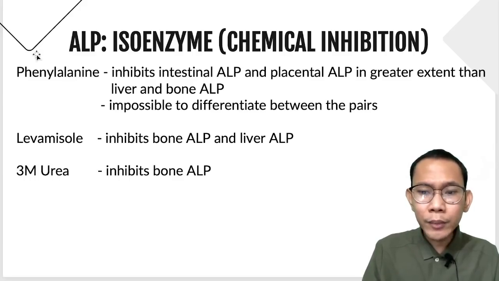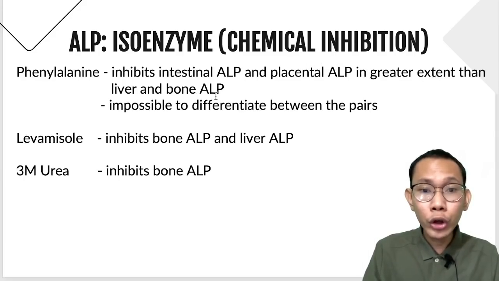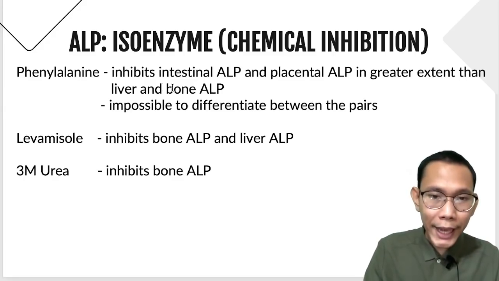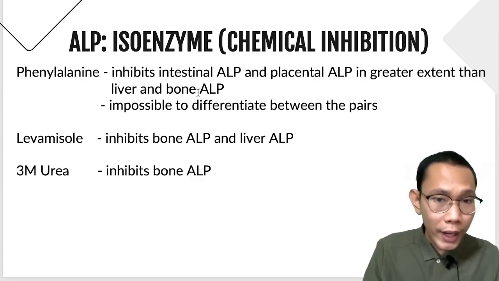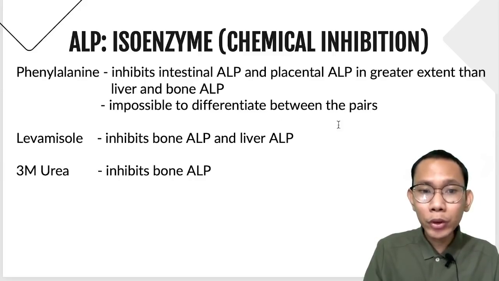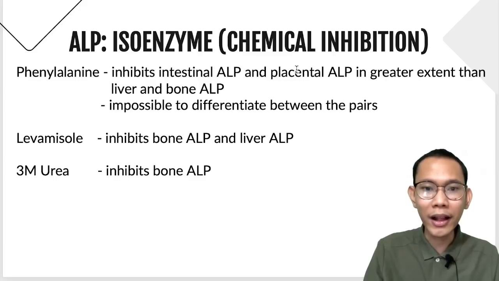Your phenylalanine will inhibit your intestinal ALP and your placental ALP to a greater extent than your liver and your bone ALP. Again, your phenylalanine inhibit niya ang ating intestinal ALP and your placental ALP to a greater extent than that of the liver and bone. However, we cannot differentiate between the pairs kasi nga partner sila and partner ito. However, mahihirapan tayong alamin kung whether it is liver or bone, whether it is intestinal ALP or placental. So, not possible to differentiate between the pairs.